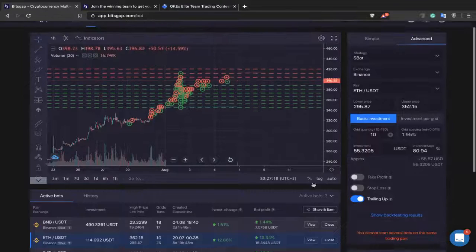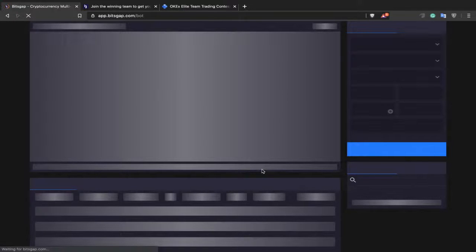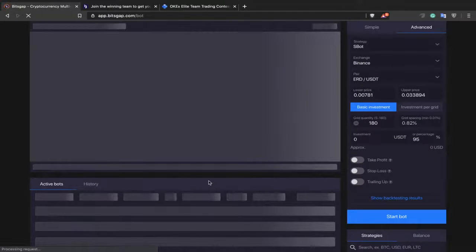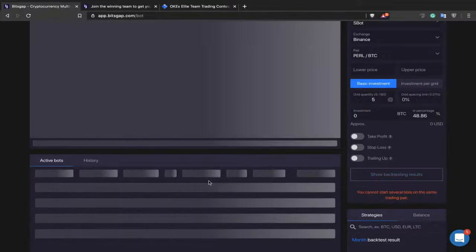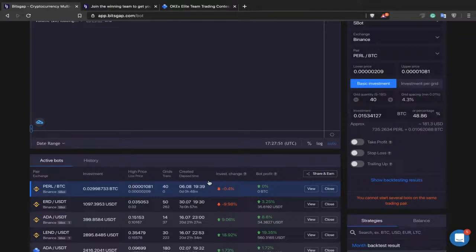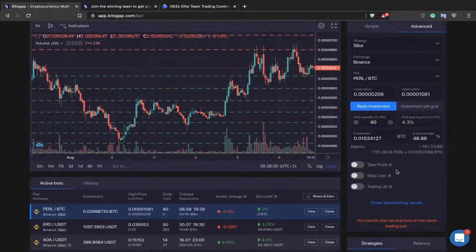Yeah, so let's go back to my demo mode where I have some bots without the trading up feature on, because I see some questions regarding the trading up and what is the optimal time to switch on the trading up feature. You see, in most cases, when based on the technical analysis and fundamental analysis I can see that there are odds in favor of the bullish trend, then I will switch on the trading up feature at configuration, so at the initial configuration.